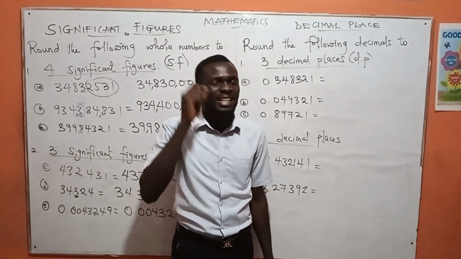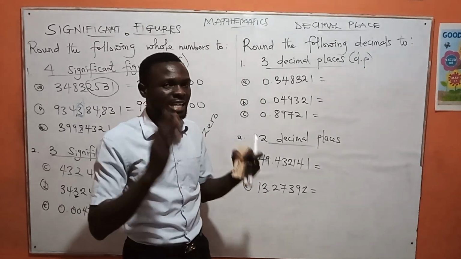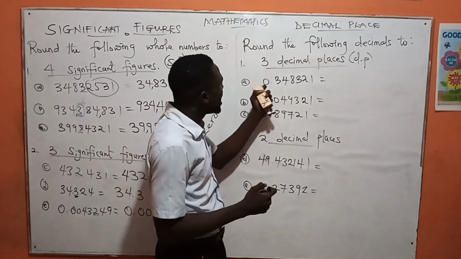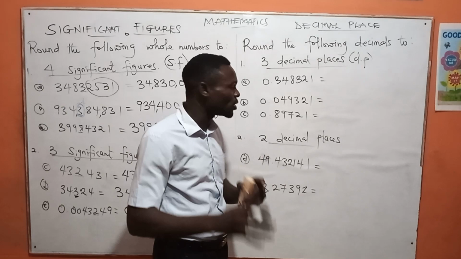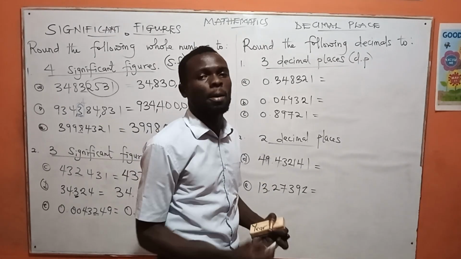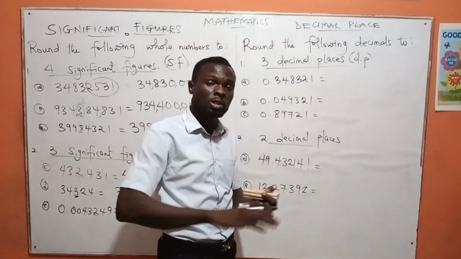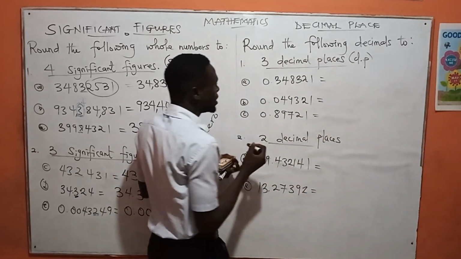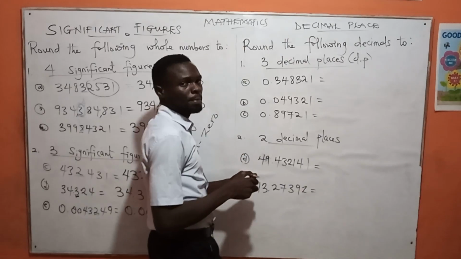1 decimal place means only one number after the decimal point. Good. So if I'm to round this number to 3 decimal places, I'm going to start from the very first number after the decimal point, because decimal deals with what? Point. So 3 decimal places start from the first number after the decimal point.